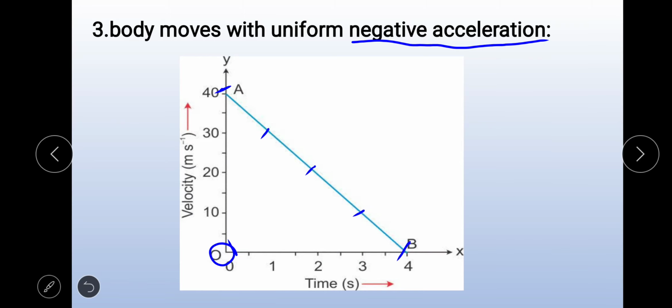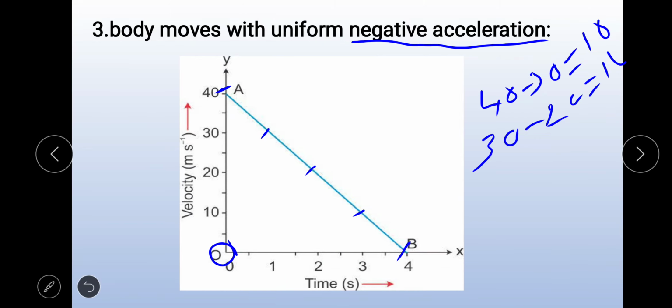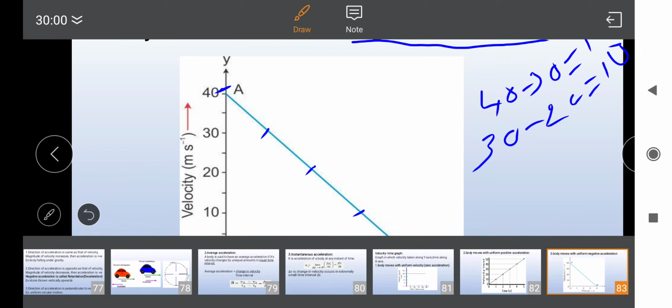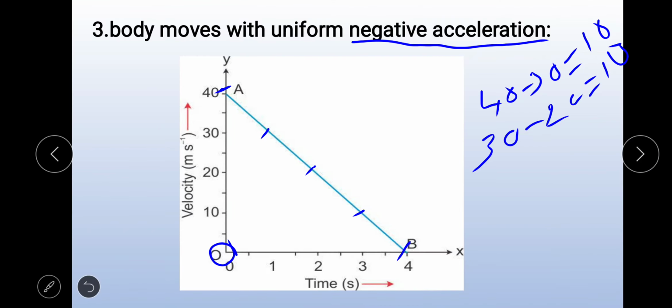So here also the velocity decreases in equal amounts. Yes, 40 minus 30 equal to 10. Similarly, 30 minus 20 equal to 10. It continues, so at each second the velocity decreases by 10 meter per second.